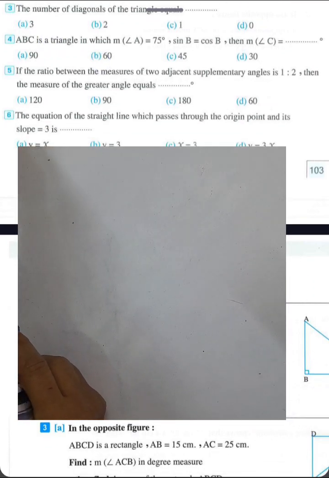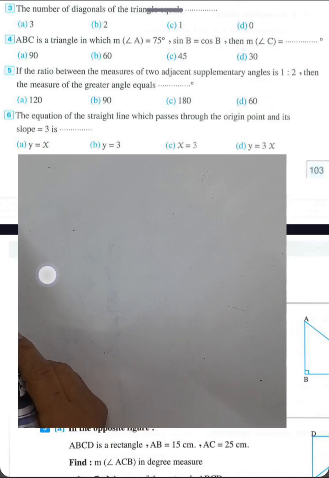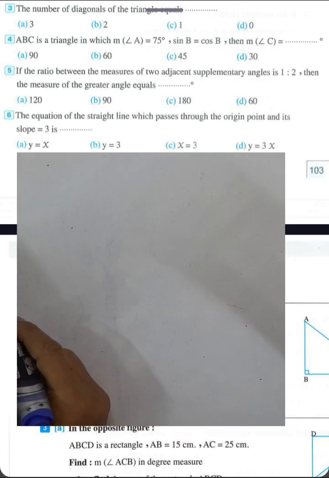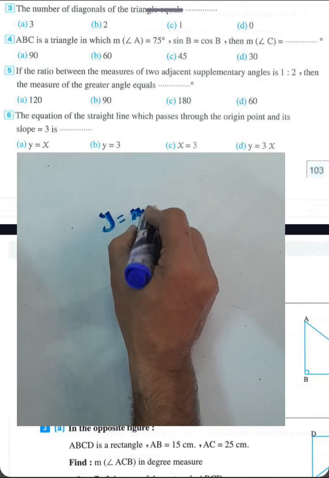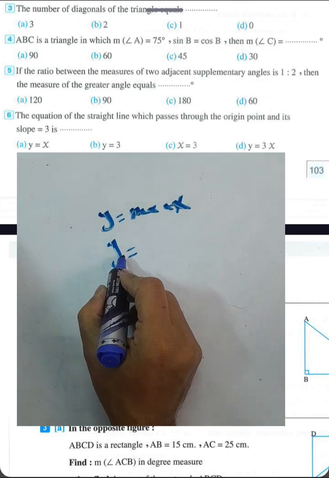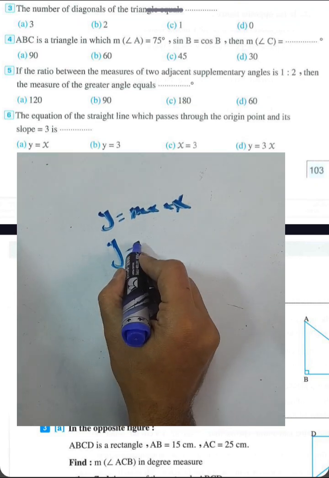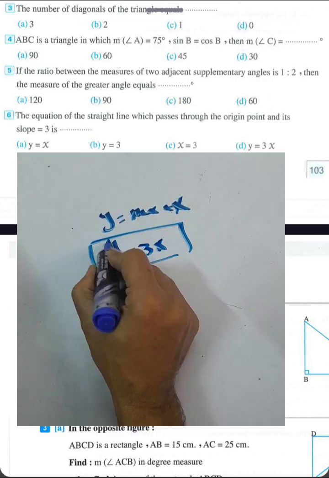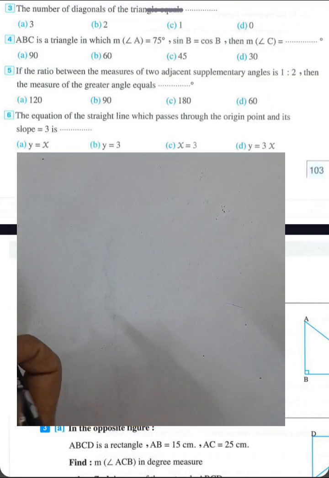Next example, number 6. The equation of the straight line which passes through the origin point with slope 3: y equals mx plus constant. The constant will be equal to 0. Then y equals the slope, 3, times x. Then y equals 3x. Okay, next example.